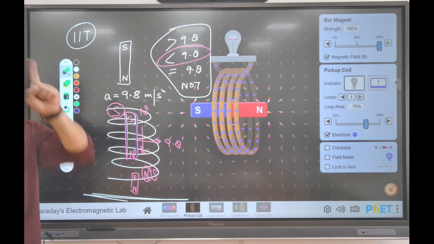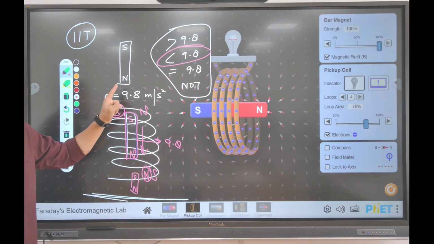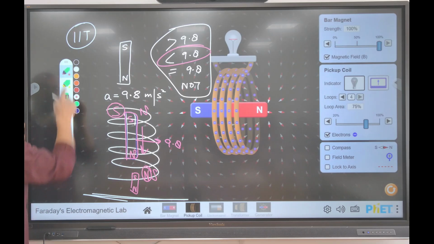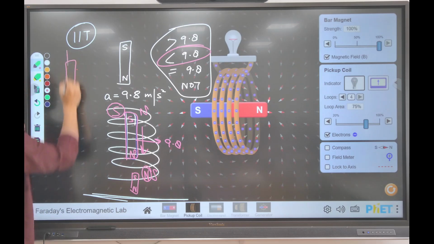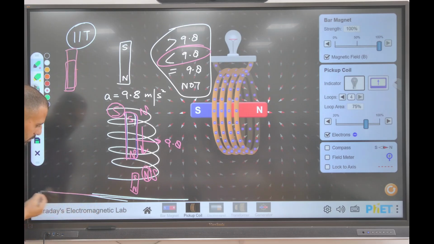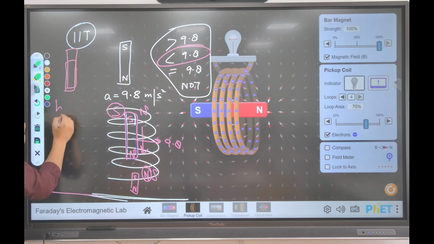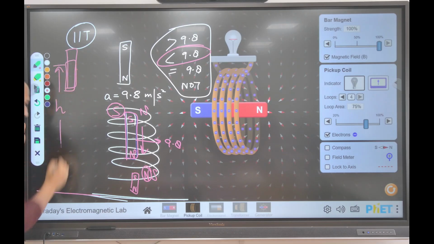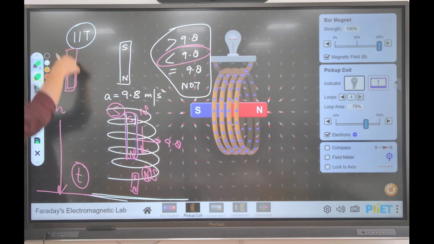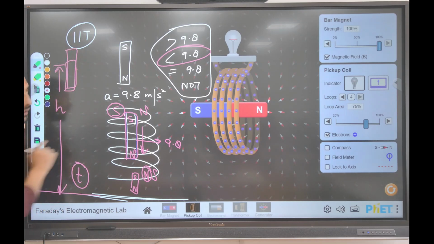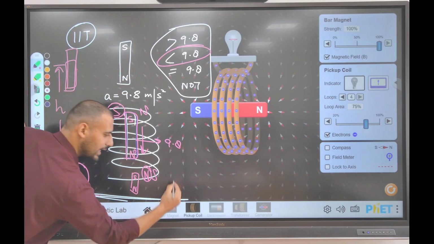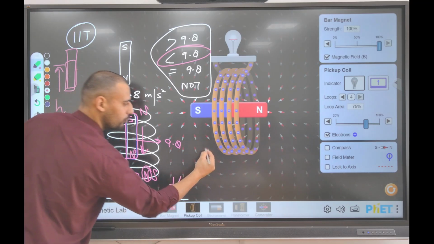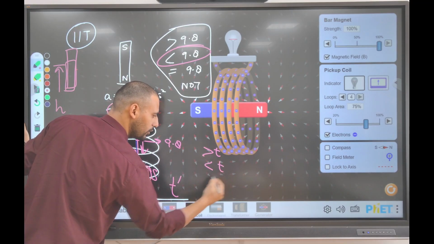Another question. If the magnet has to fall from the same height, say the height is h, and this is the ground, the time it takes to come to the ground is t. Now, if the same magnet has to go through a coil and then reach the ground, is the time that it takes more than t, less than t, or equal to t?